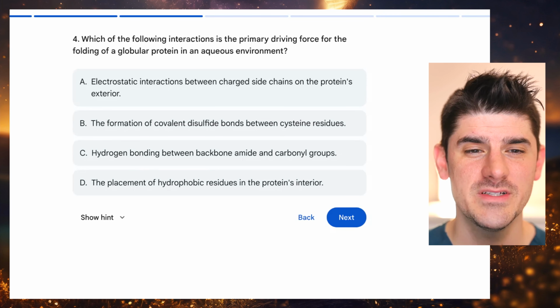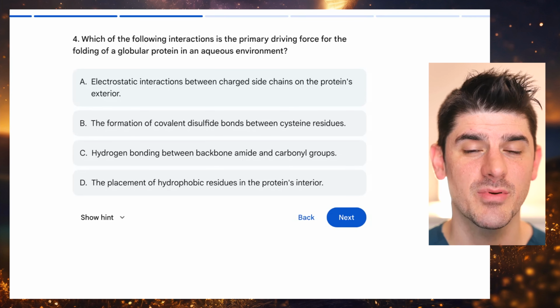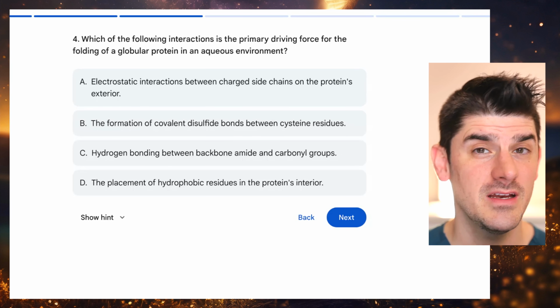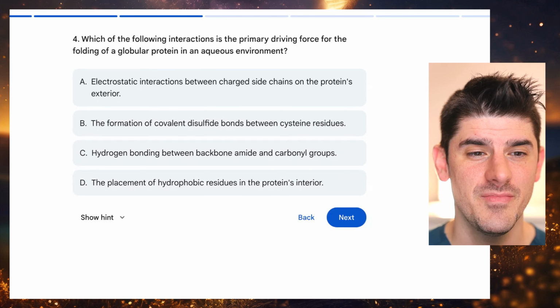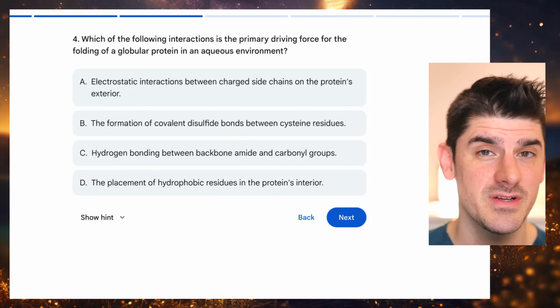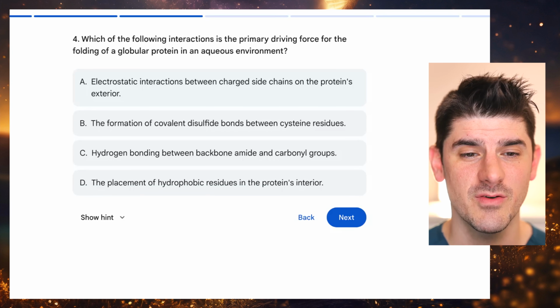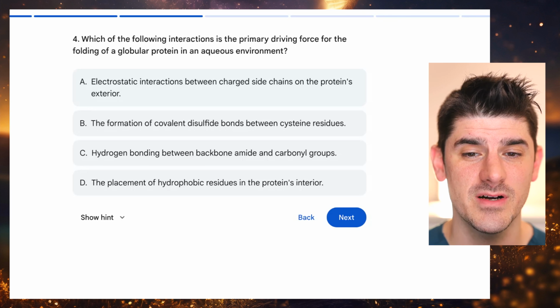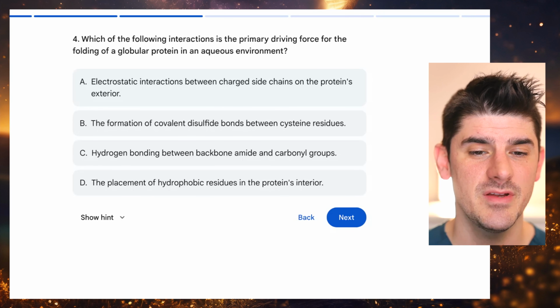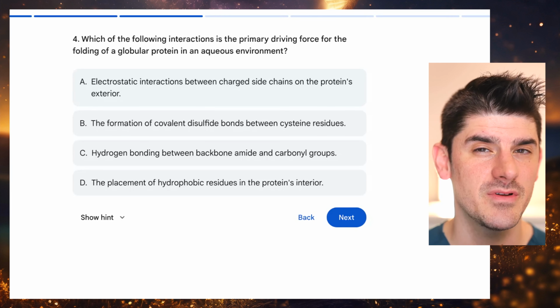Number 4. Which of the following interactions is the primary driving force for the folding of a globular protein in an aqueous environment? A, electrostatic interactions between charged side chains on the protein's exterior. B, the formation of covalent disulfide bonds between cysteine residues. C, hydrogen bonds between backbone amide and carbonyl groups. Or D, the placement of hydrophobic residues in the protein's interior.